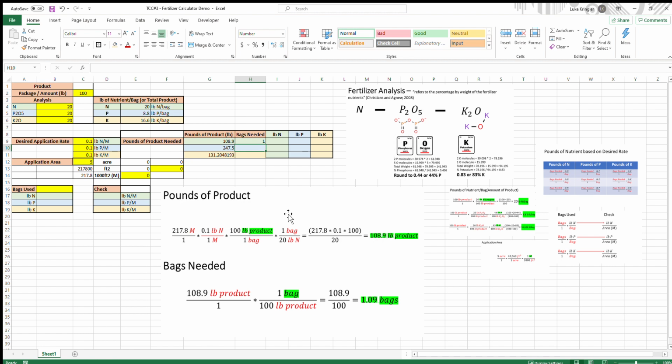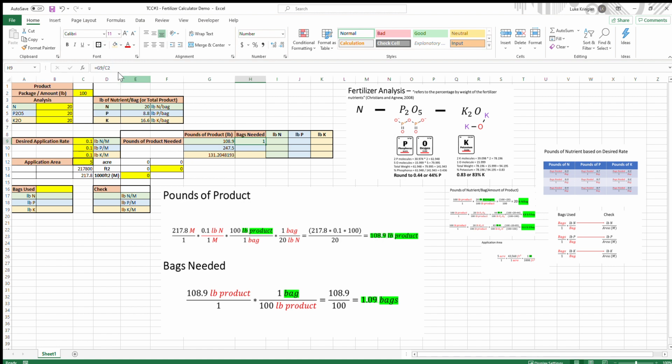Hit enter, and since we could use these to just show that there's a couple decimals here, but round to the nearest whole number to get a whole bag. You'll probably end up delivering a little less than your actual desired if you round down. So if you round up, it'll be a little different.